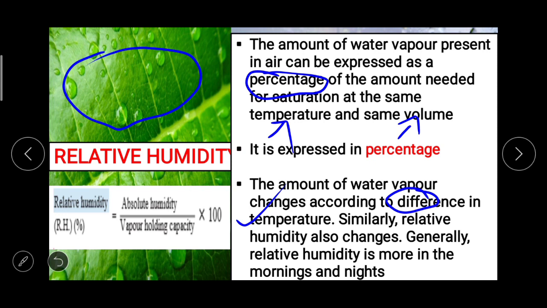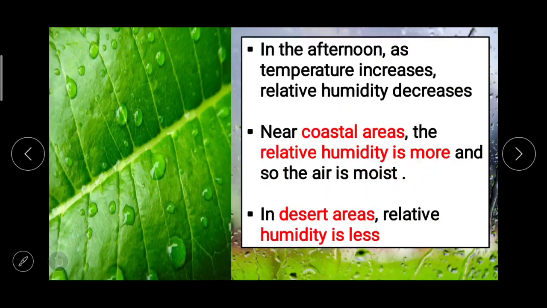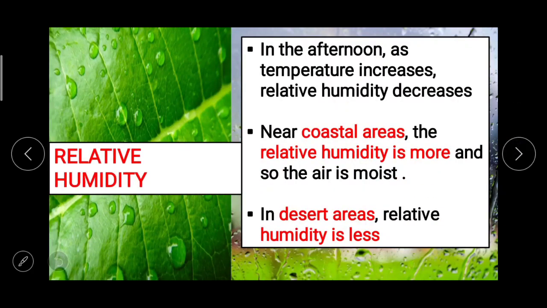And the formula we have for that, because we express this in percentage: relative humidity is equal to absolute humidity divided by vapor holding capacity, into 100. So we get its percentage. In the afternoon, as temperature increases, relative humidity decreases, and near coastal areas the relative humidity is more, and so the air is moist. In desert areas relative humidity is less.